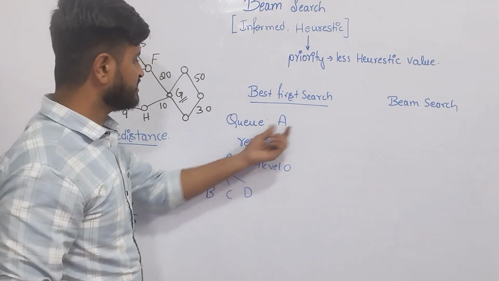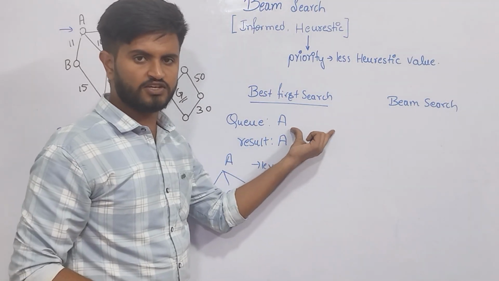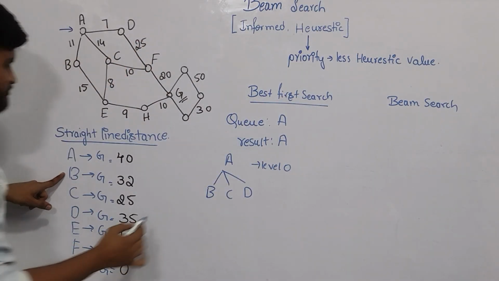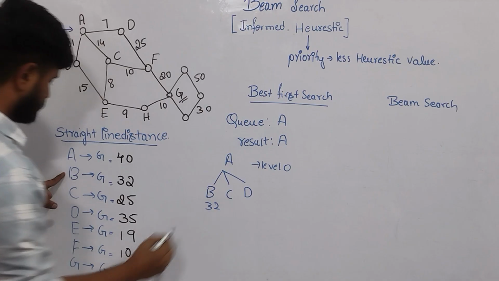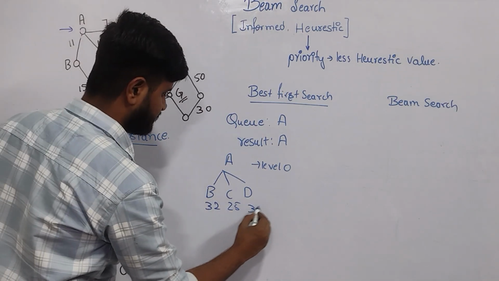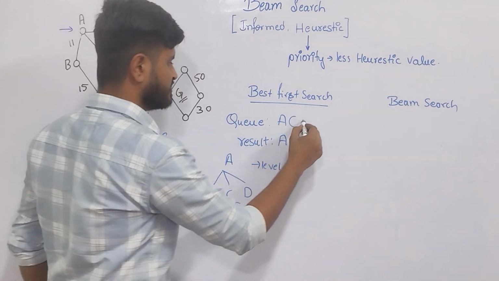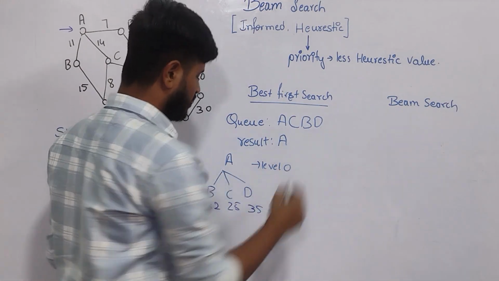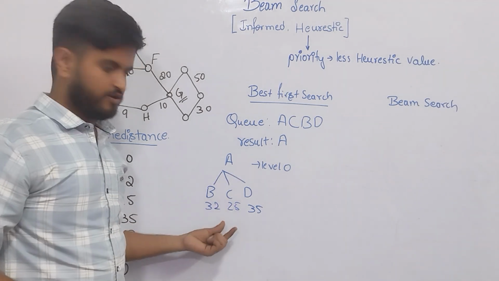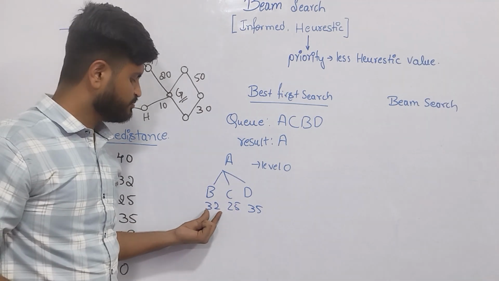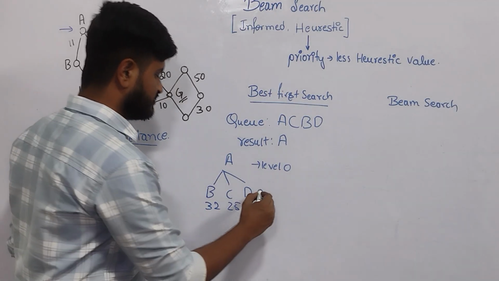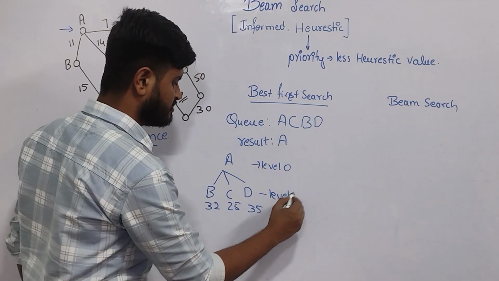So who will get the priority first to be in the queue? Who will have the less heuristic value? The heuristic value of B is 32, for C it is 25, and for D it is 35. So first it will be C, next B, next D, according to the increasing order of their heuristic value. First C of 25, next B of 32, next D of 35. This is level 1.